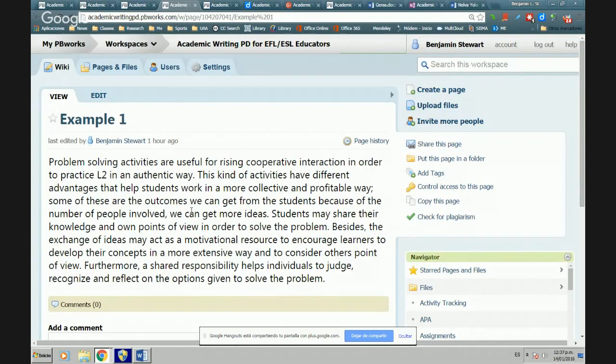Can I? Advantages? I mean, I'm just thinking here. It has advantages if students work. The thing I'm really not sure about is that I'd be looking for an example of a type of activity or some sort of clarification. Like, problem-solving activities are useful. So we're going to talk about the what, the where, the why, the when of problem-solving activities.